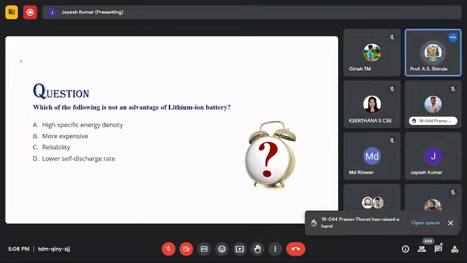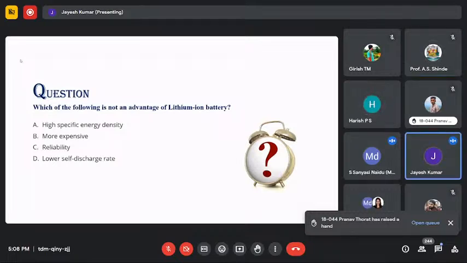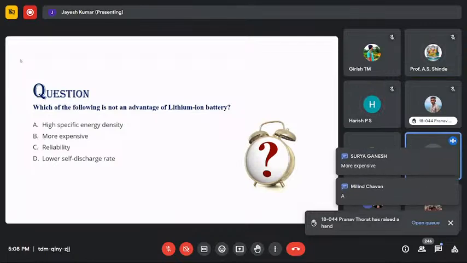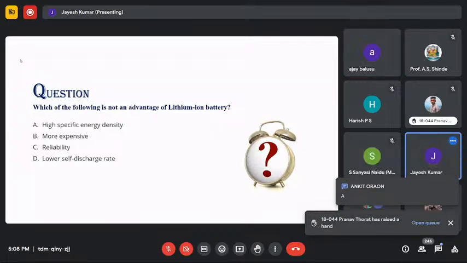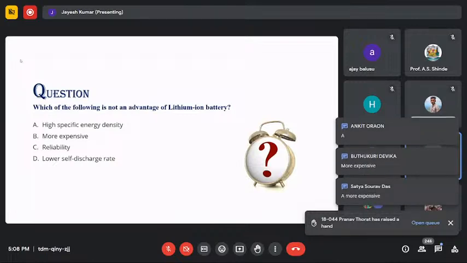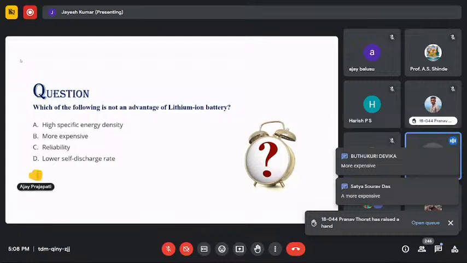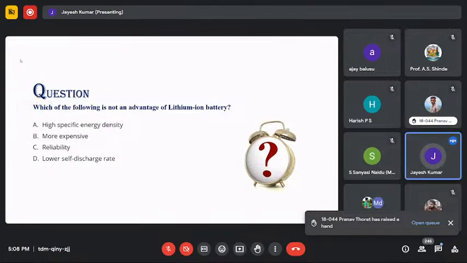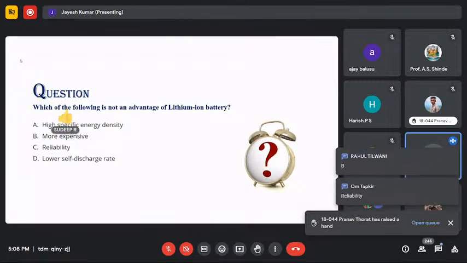More expensive. The question is about not an advantage. The lithium-ion battery has more specific energy or density. No. The correct answer is more expensive. I'm asking about not an advantage, means it's a disadvantage of the lithium-ion battery, because all these advantages come in the one single battery. While manufacturing, the cost goes high, so that's why it's more expensive.